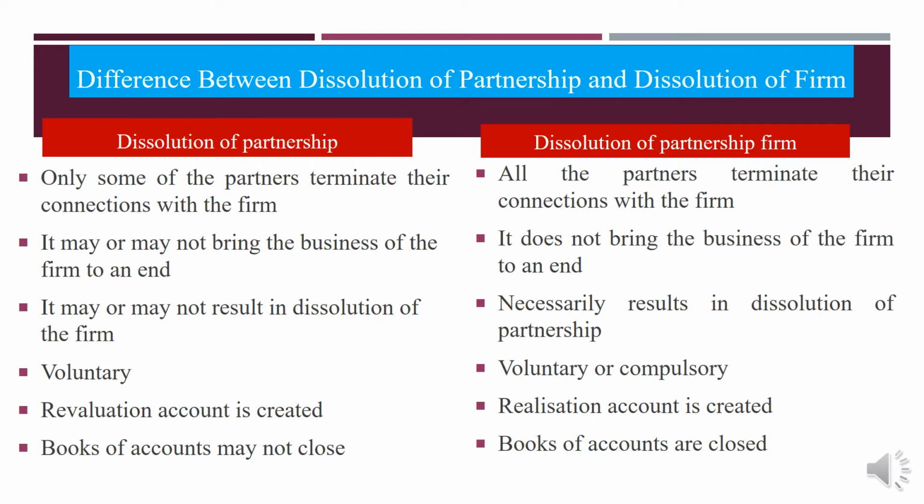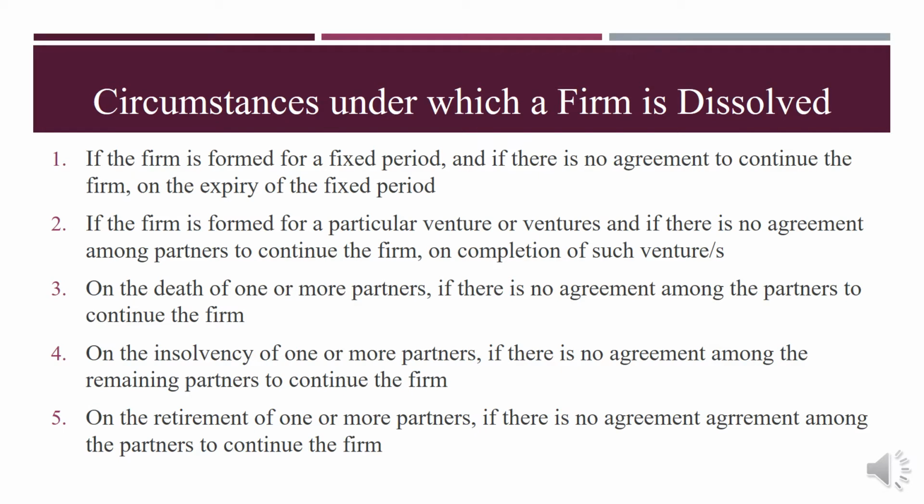Next, books of accounts may not close. Since a dissolution of partnership is not going to close the business of the firm, or it may not lead to all terminating their connections with the firm, other partners will continue. Therefore the books of account may not close. Whereas in dissolution of partnership firm, since all are going to terminate their connections with the firm, the books of accounts are going to be closed.